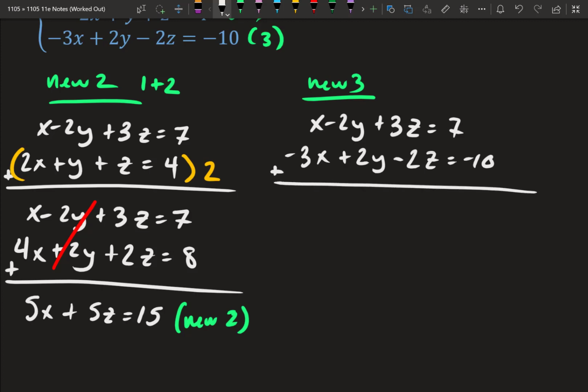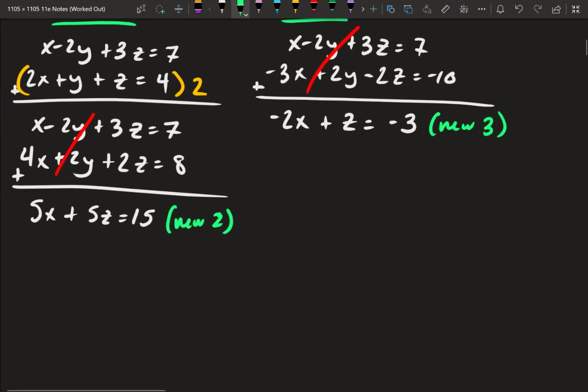So we have x plus negative 3x, which is negative 2x. The y's cancel. 3z minus 2z is positive 1z. And 7 minus 10 is negative 3. That is what we call our new 3. With our new 3 and new 2, we're going to take those and add them together.